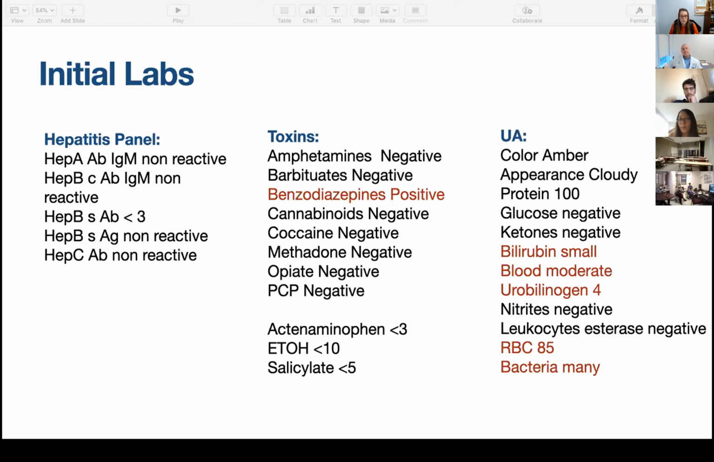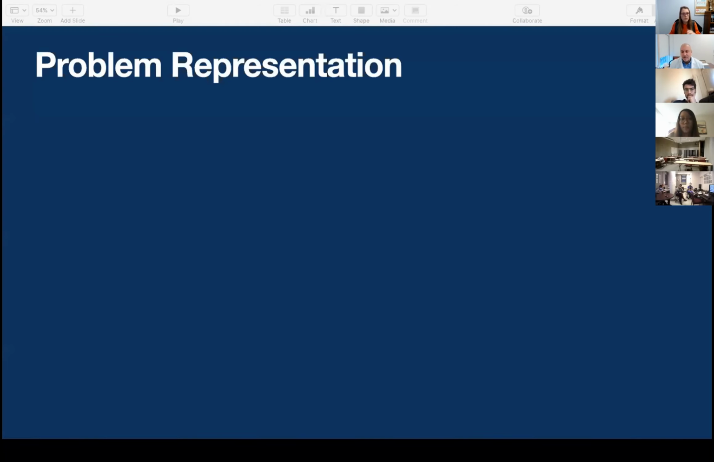Okay, so before we move on, does anyone wanna try a problem representation? We have a lot of information. We can go over it together to try and put together everything that you think is very important for us to have a differential diagnosis. Who wants to give a try? Sidra, would you like to give a try? Who? Sidra. Oh, Sidra, okay. I'm picking people whose cameras are off.